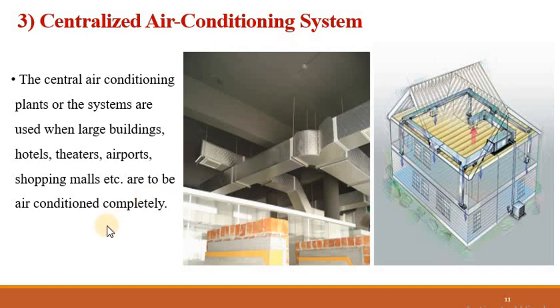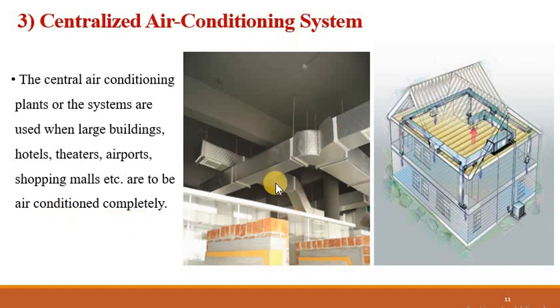This is the centralized air conditioning system. Probably you may have seen this type of air conditioning system in bigger malls, cinema halls, hotels, airports, theaters and all. There ducting is provided and the ducting is connected to every single chamber or hall, which is mainly circulated through the main plant. The central air conditioning plant of this system is used when large buildings, hotels, theaters, airports, shopping malls, etc. are to be air conditioned completely.